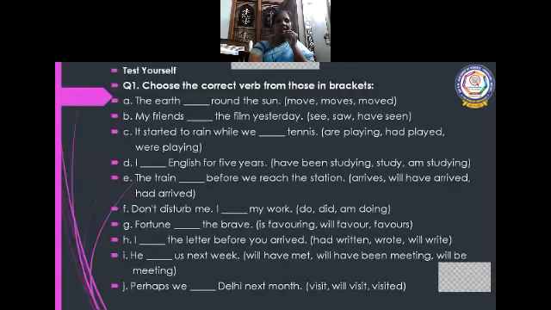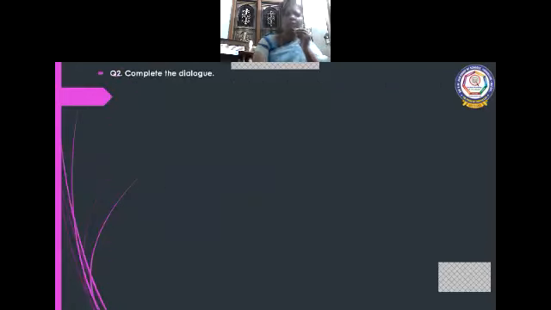So wrote is wrong, children. Had written before you arrived. He dash next week. He will be meeting us next week. Perhaps we dash Delhi next month. Perhaps we will visit next month. So if it is already planned action, then you will be writing visit. If it is doubtful future, then will visit. Clear, children? One of you answered simple present tense. It is right if it is a planned action, because it is simple present tense. If it is not doubtful, then it is not. It will be okay.